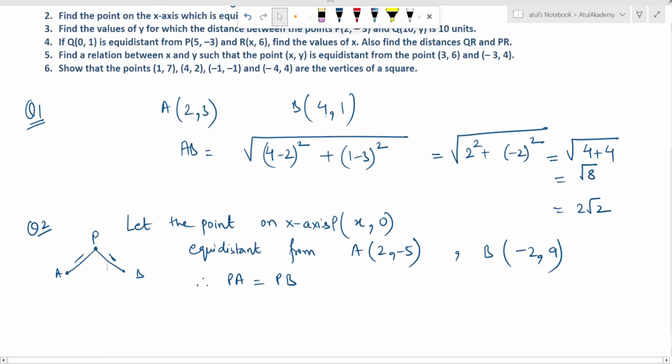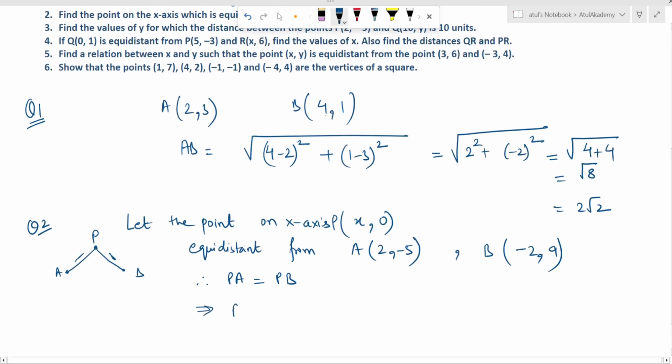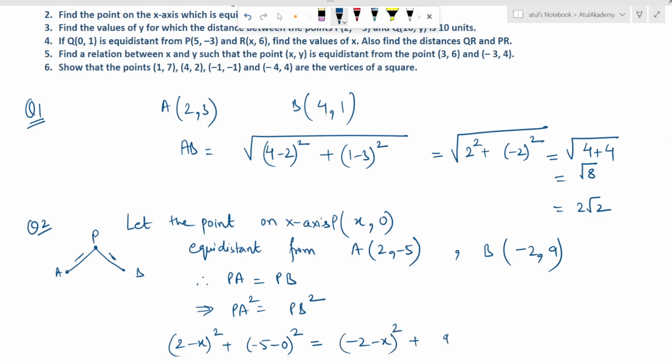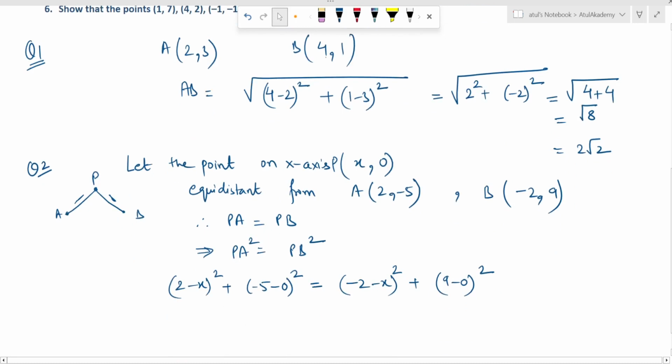If PA equals PB, I can say that PA square also equals PB square, meaning I'm removing the square root. Now let's find the distance. So (2 minus x) whole square plus (minus 5 minus 0) whole square equals (minus 2 minus x) whole square plus (9 minus 0) whole square. You can do it in any way, like x minus 2, 0 plus 5, x plus 2, 0 minus 9. Anyway, you will get the same thing, because we are doing squares, so the negative will not matter over here.